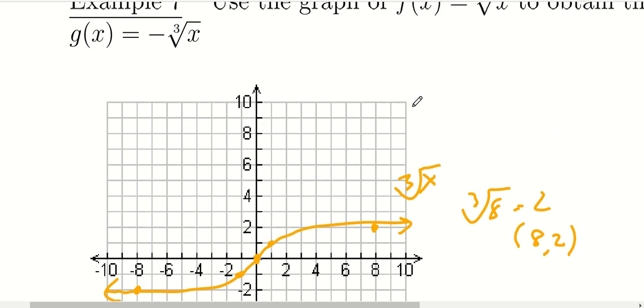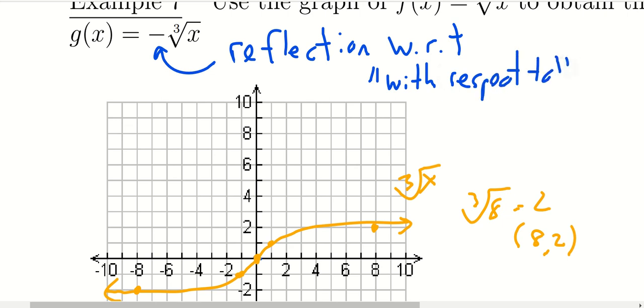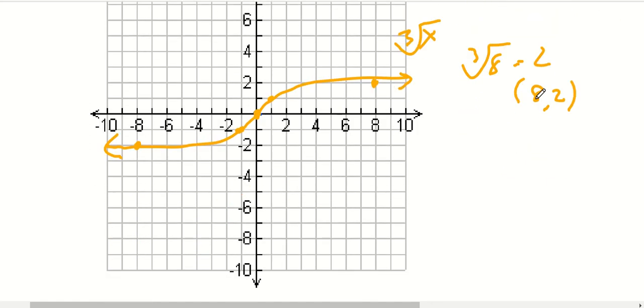In order to graph the negative of the cube root of x, we look at it and say, okay, we have a multiplication on the outside by a negative. That's going to be a reflection. A lot of times you'll see me use this abbreviation. It's very common. WRT means with respect to the x-axis. All that means is we're going to take every single point and reflect it across the x-axis. If a point is on the x-axis, then it doesn't get reflected at all. It's actually a fixed point.